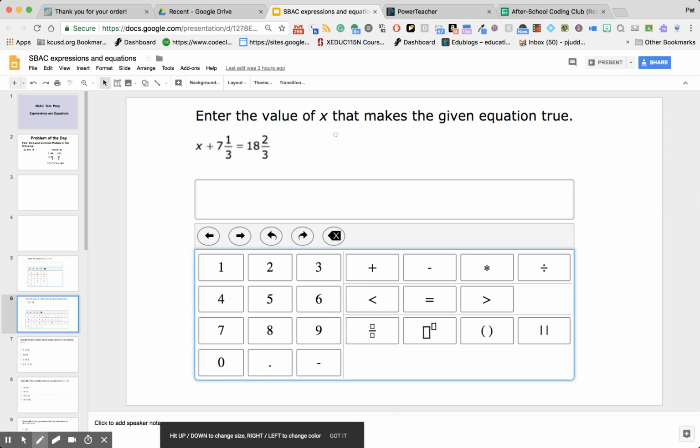Enter the value of x that makes the given equation true. I have some number plus 7 1/3 equals 18 2/3. Well, we had a couple of examples yesterday using fractions or mixed numbers where you had an unknown and you had to figure out the value for that unknown. This is the same thing. Your operation today is addition. So you're going to decide how you can find the value that would make this equation true.